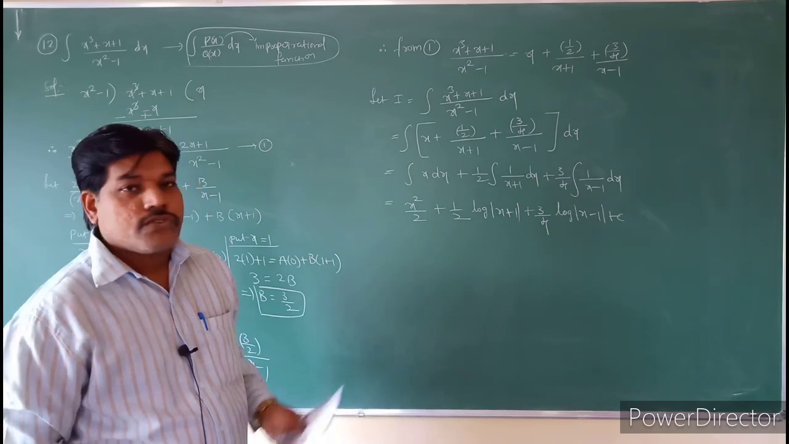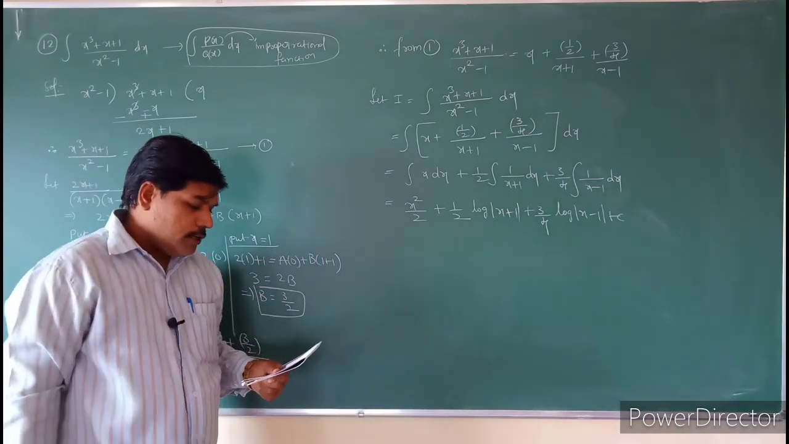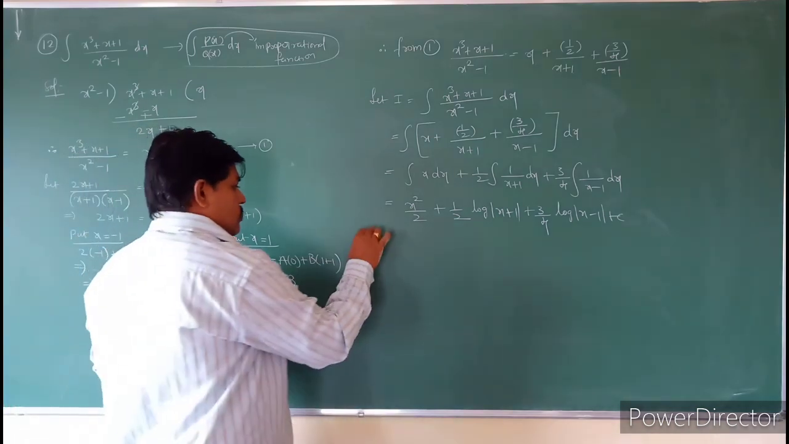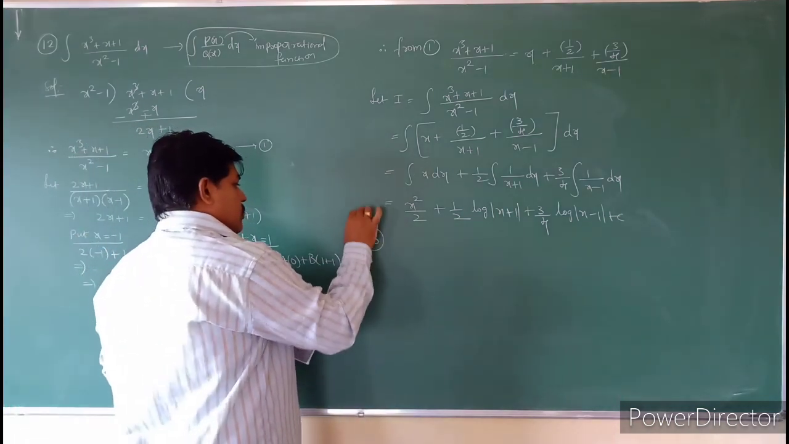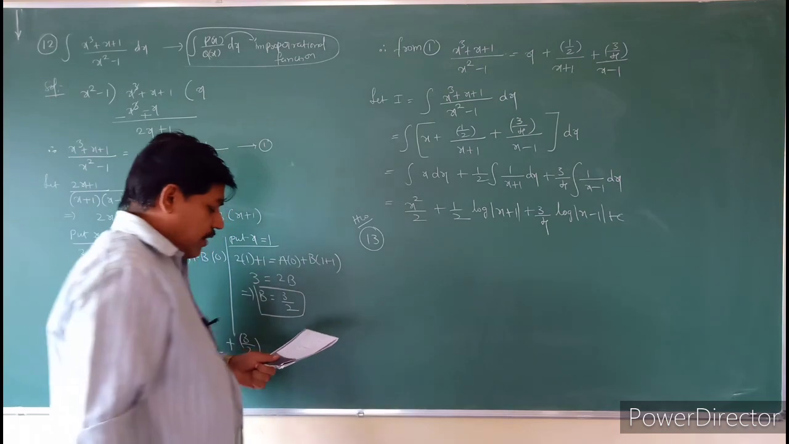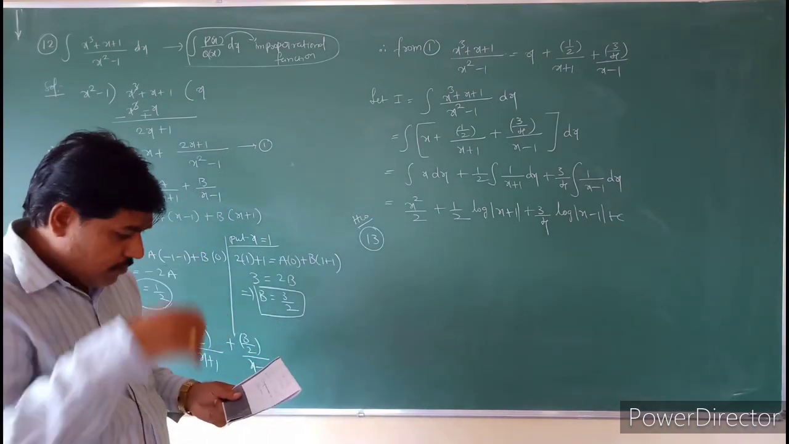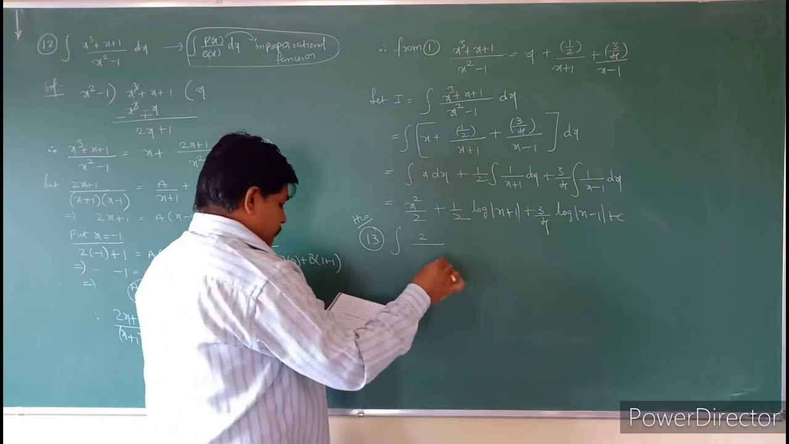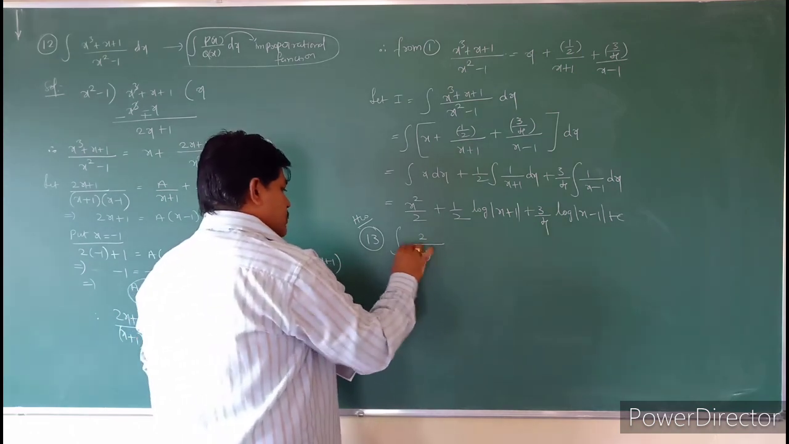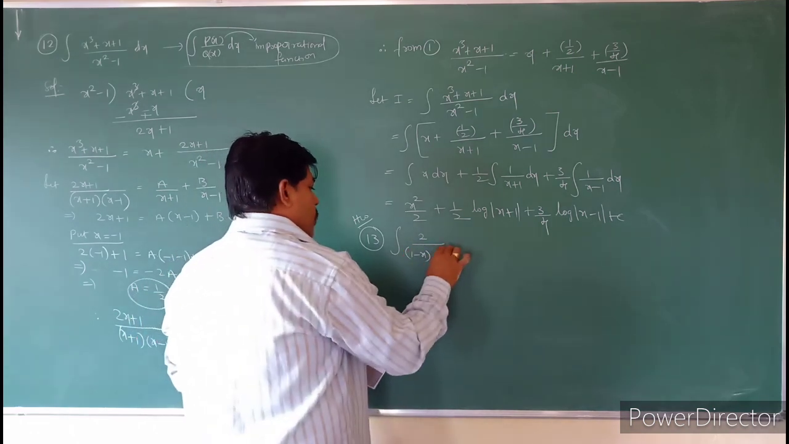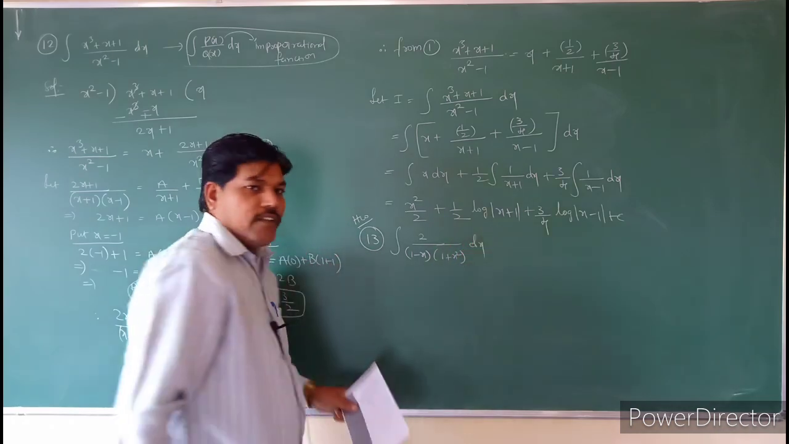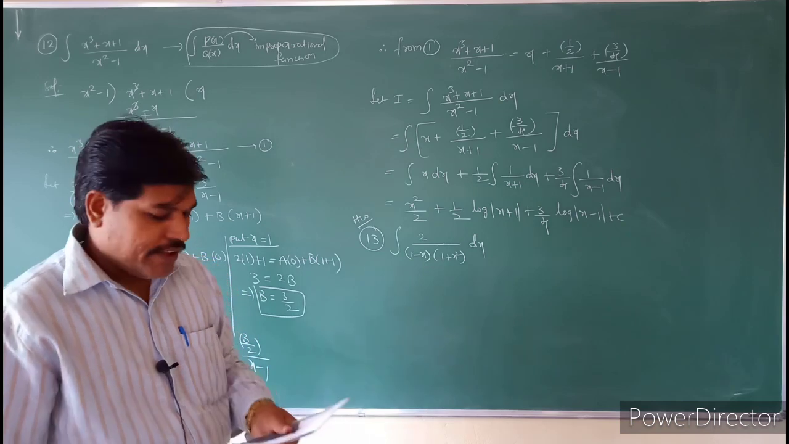Okay. So see that question, students. Now do the next question, question number 13. Try this question, students. What is question number 13? I will give the hint. It is the integral of 2 by (1 minus x) into (1 plus x square) into dx. I will give the hint for this question. Okay, so try that question.